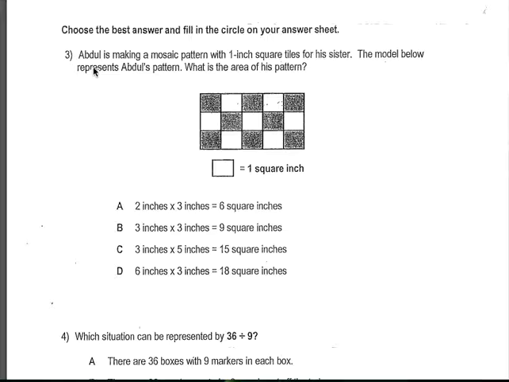Number 3, Abdul is making a mosaic pattern with 1-inch square tiles for his sister. Let me read that again. Abdul is making a mosaic pattern with 1-inch square tiles for his sister. The model below represents Abdul's pattern. What is the area of his pattern? Each square equals 1 square inch.